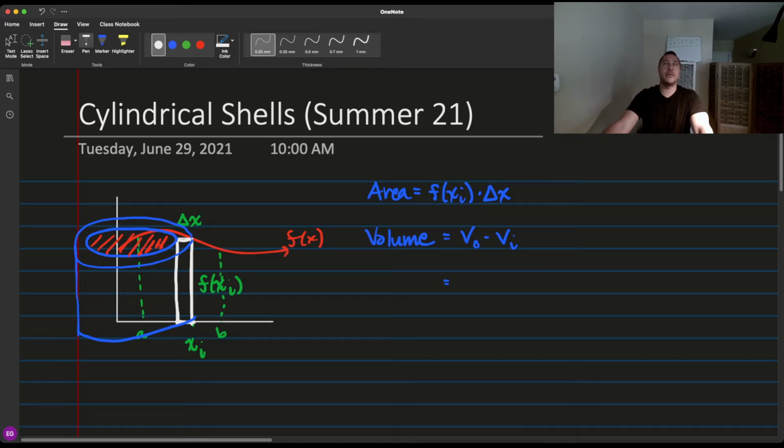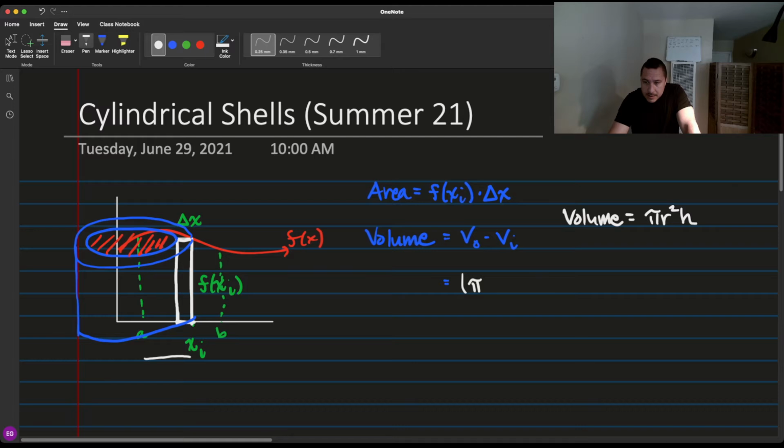What is the volume for a cylinder? Let me think. The volume for a cylinder is the base times the height, and the base is pi r squared times the height, which is h. Okay, so the volume of the outer one is going to be pi. Now, the radius here is xi, because the radius is being measured from the y-axis. So you get pi xi squared times the height, which is f of xi.